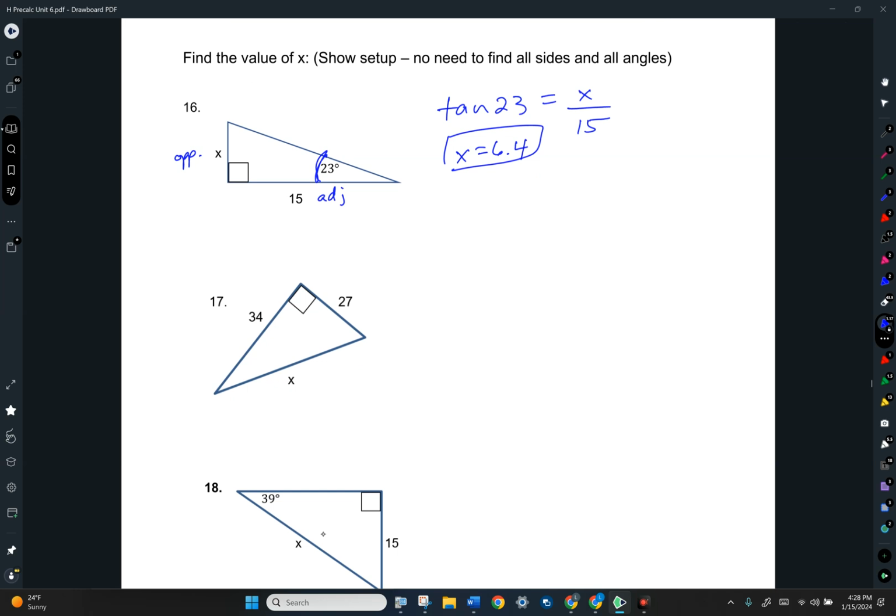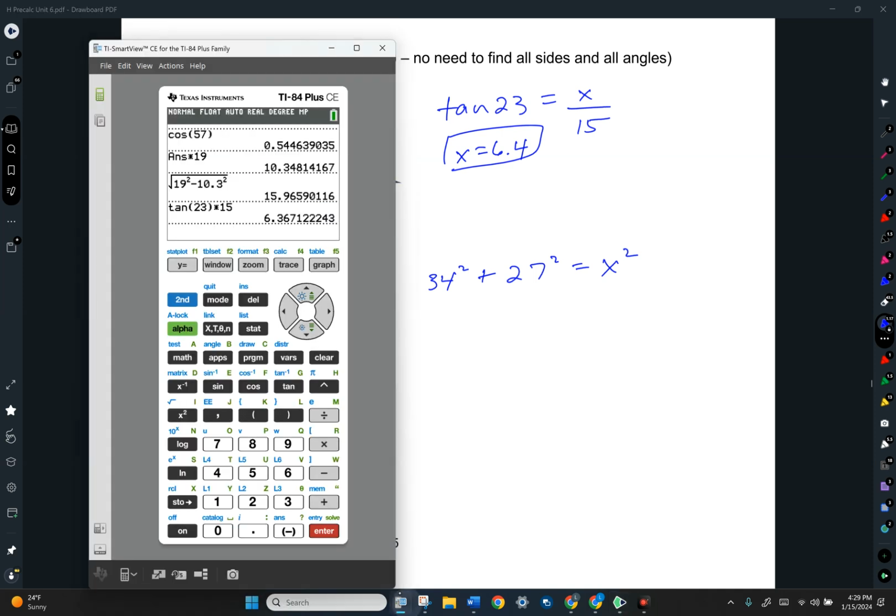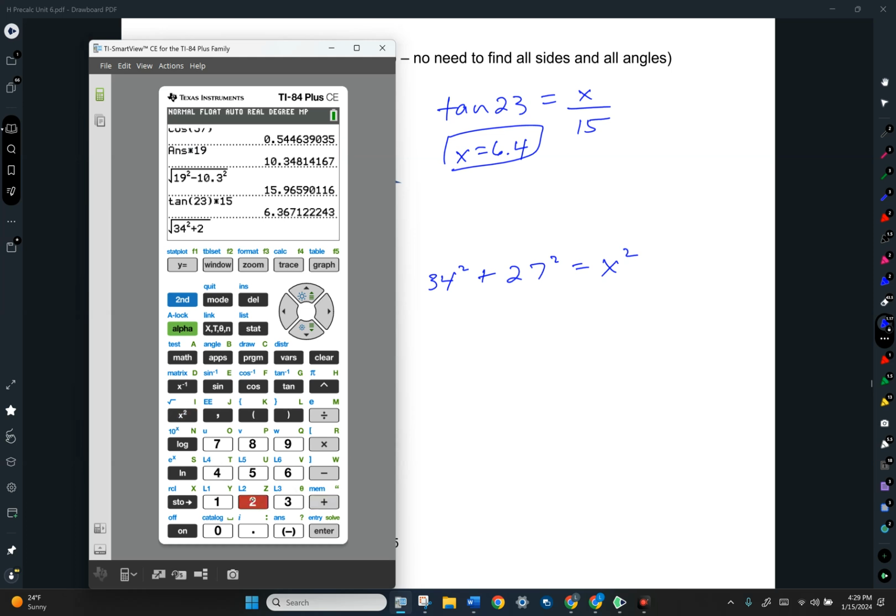Well, in this case, I don't even need a trig function. I mean, this is a basic geometry problem. Couldn't I just do Pythagorean theorem? Isn't x just the hypotenuse? So I could say 34 squared plus 27 squared equals x squared. So this time, in order to use my calculator, I'm going to take the square root of whatever I get when I add those. So I'll just do it all in one step. The square root of 34 squared plus 27 squared, enter. And x is going to be 43.4.